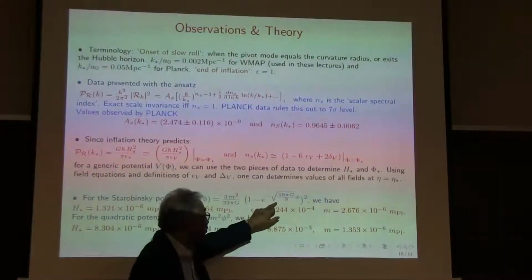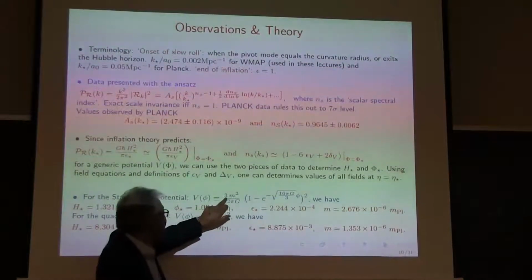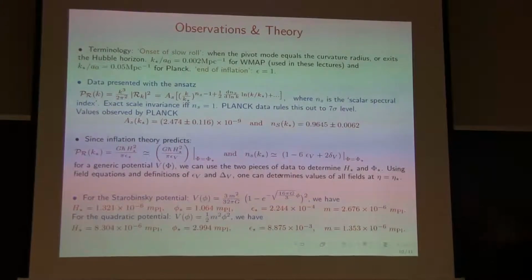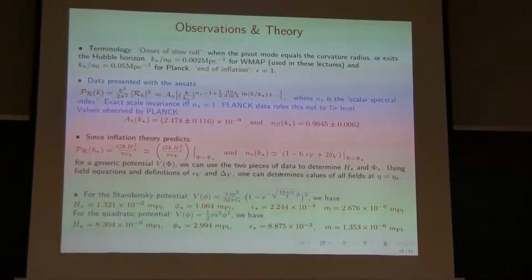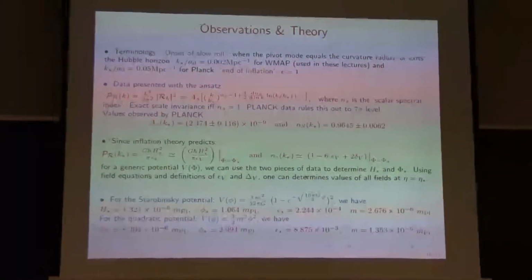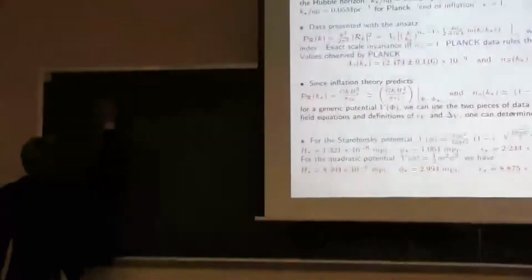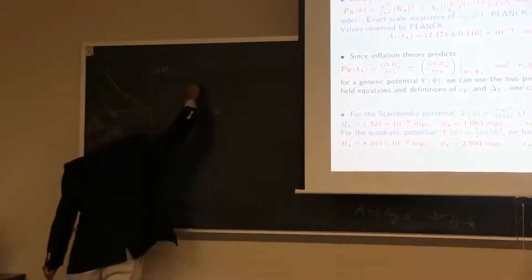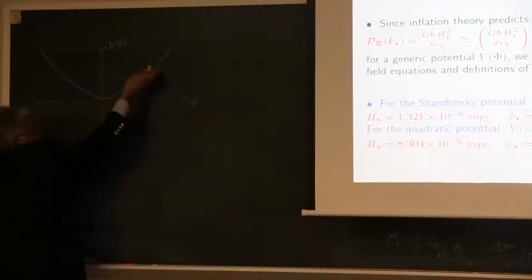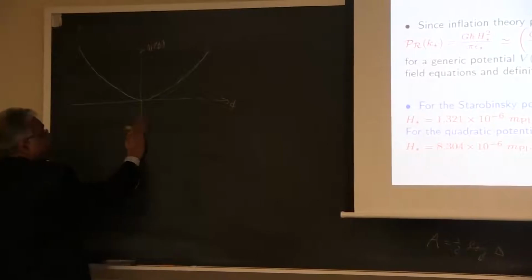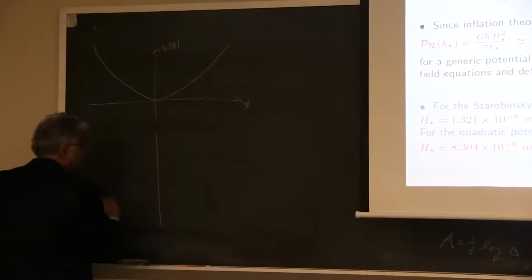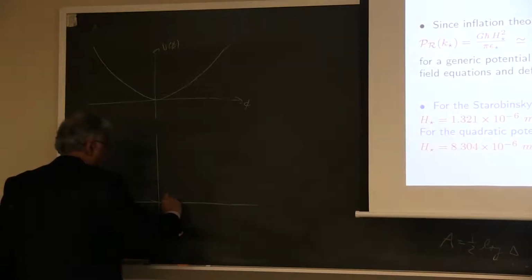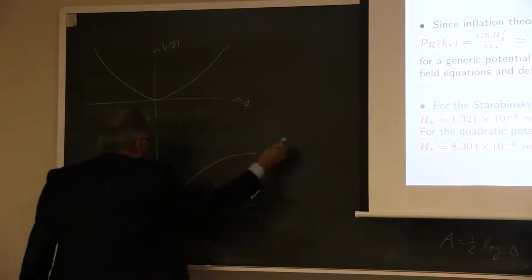is the Starobinsky potential. The Starobinsky potential is 3m squared upon 32 pi G. So this Starobinsky potential has a form like that. So the quadratic potential first, it just looks like that, like a harmonic oscillator, except that it is very shallow. I'm just not drawing it accurately. And the Starobinsky potential, at the bottom, it looks like that. But then here it plateaus and becomes constant.